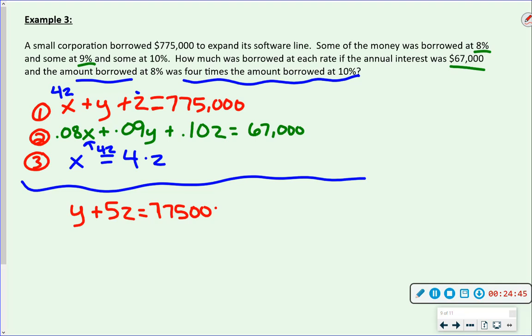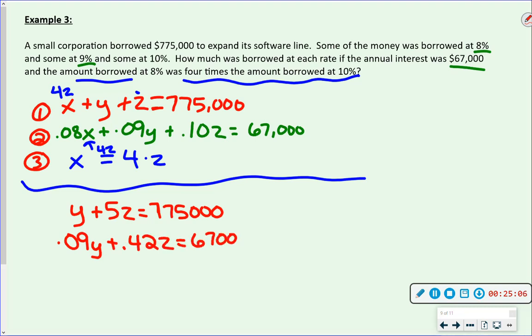Less than a 0. There we go. And then let's do this green one. You might need your calculator for this. What's 0.08 times 4? 0.32 plus 0.10. So I'm going to rewrite that one 0.09y plus 0.42z.